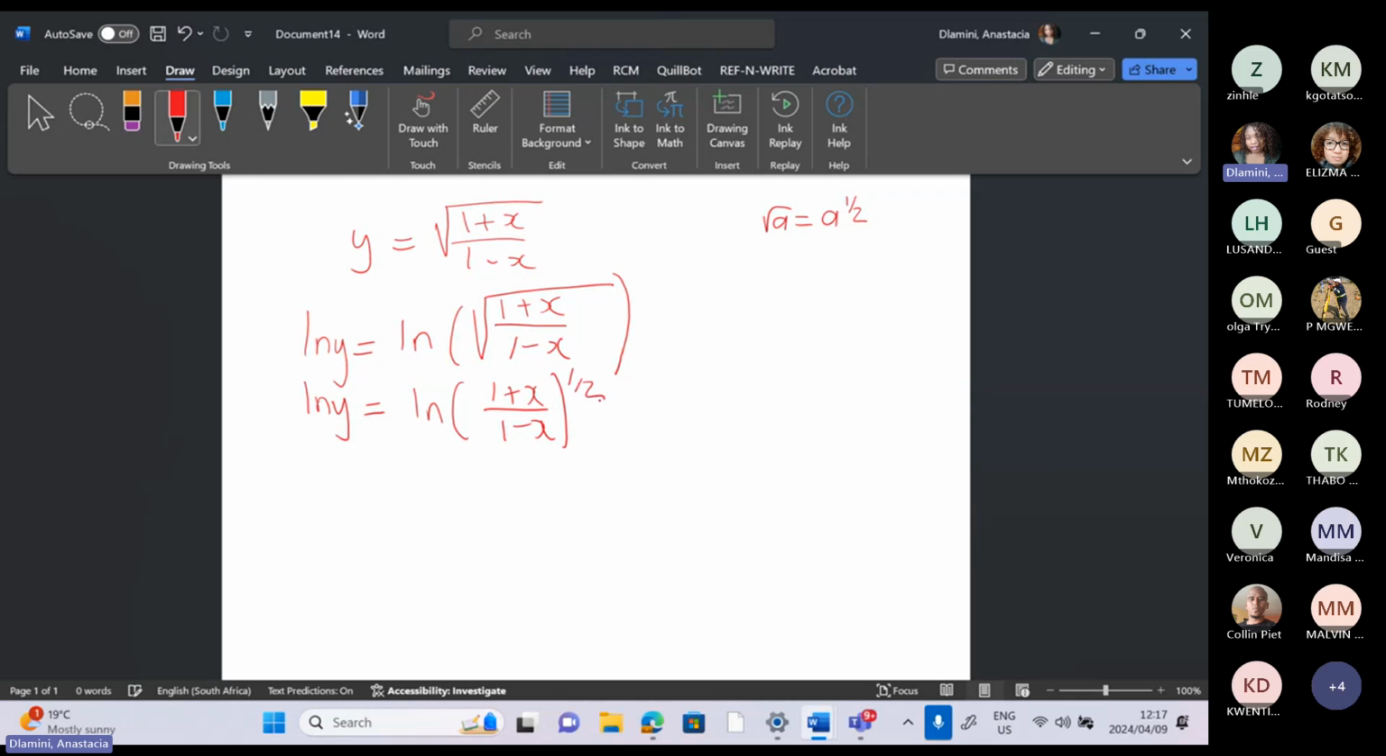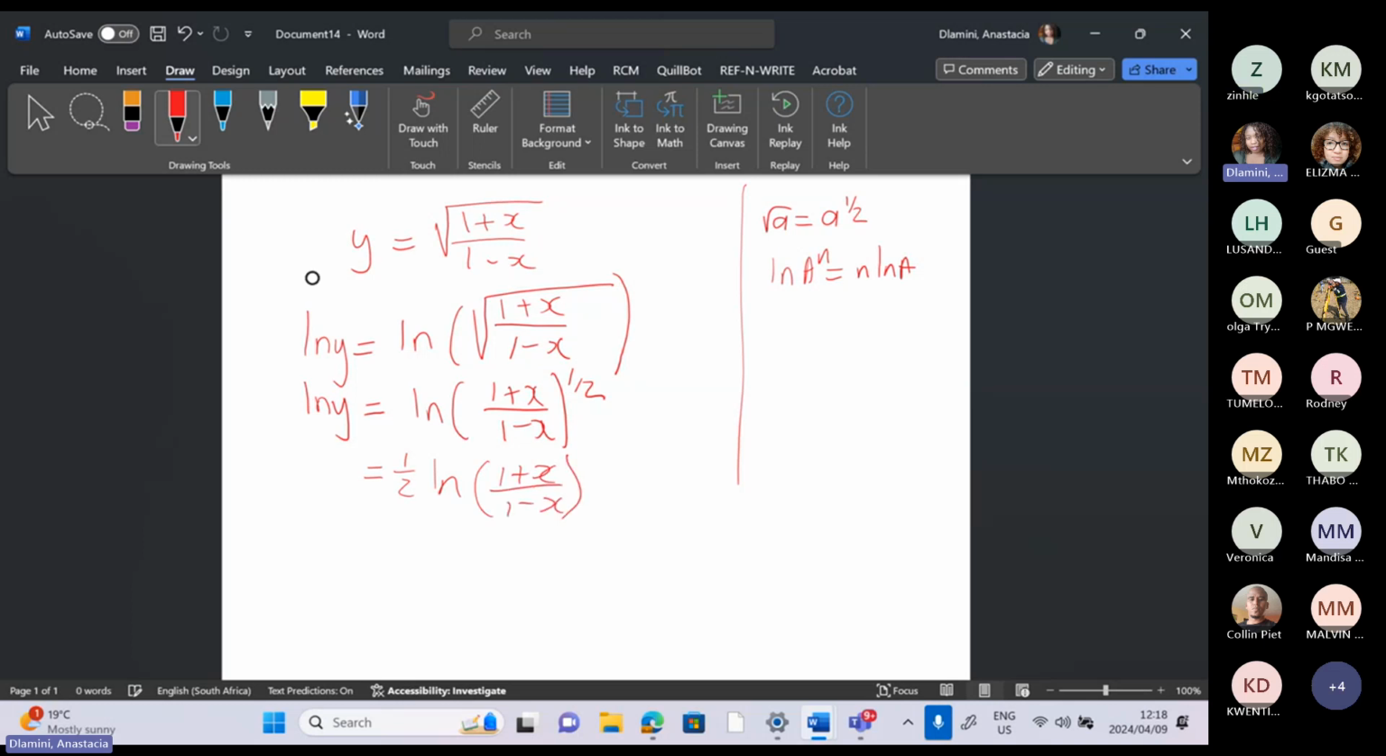Do you see, guys, every step I think about what I'm supposed to do. Trust me, I've seen some people just writing and writing and writing. You think, what's the next step? Okay, the next step, I see this rule: ln of a to the power of n, so it means I can write it as n ln of a. Okay, let's do that. So this is equal to 1 over 2 ln of (1 plus x) over (1 minus x).